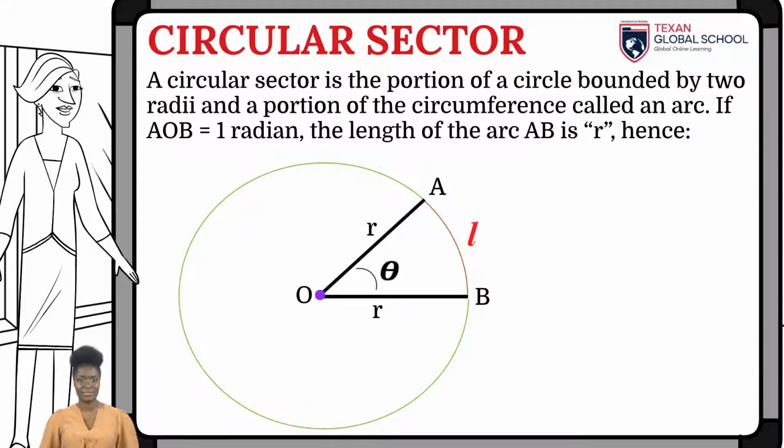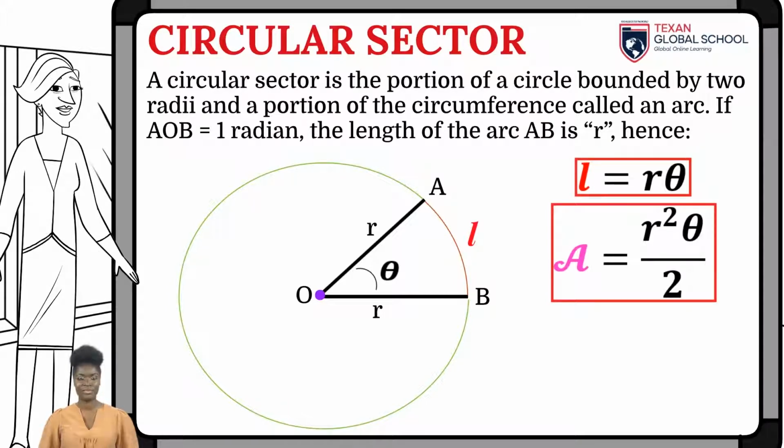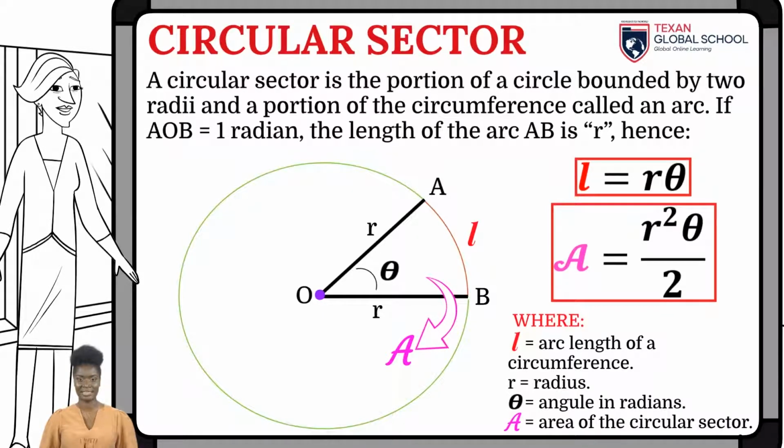From there, the length of the arc L is equivalent to the product of the radius r with the theta angle, and the area of the sector, denoted as A, is equal to half the product of the square of the radius r with the theta angle. It is important to emphasize that the theta angle must be used in radians.